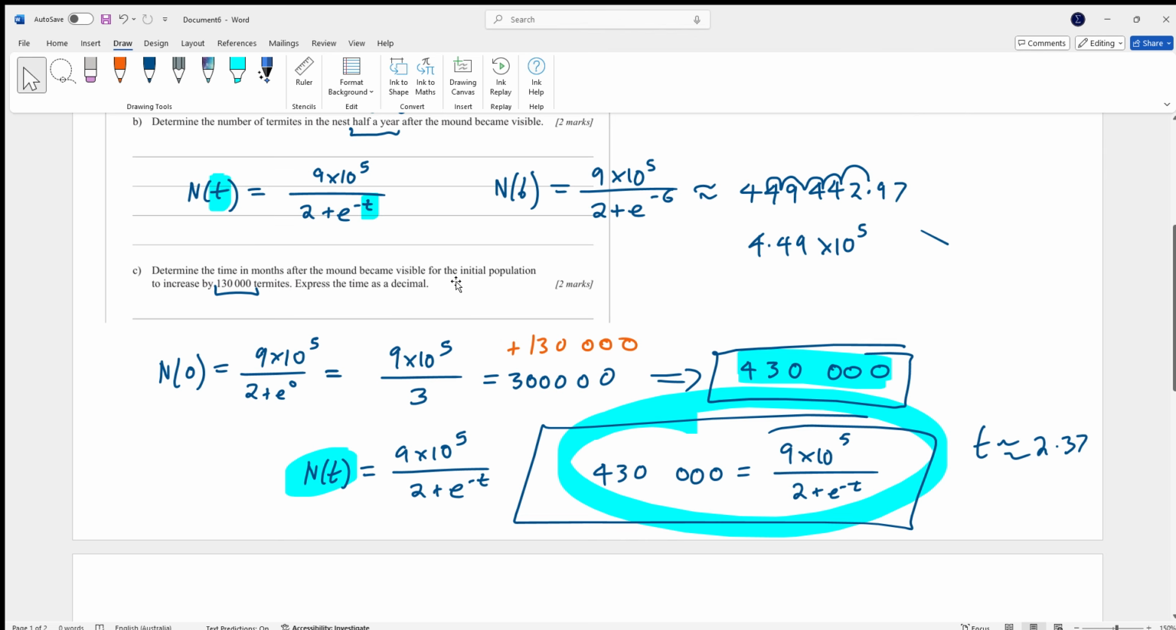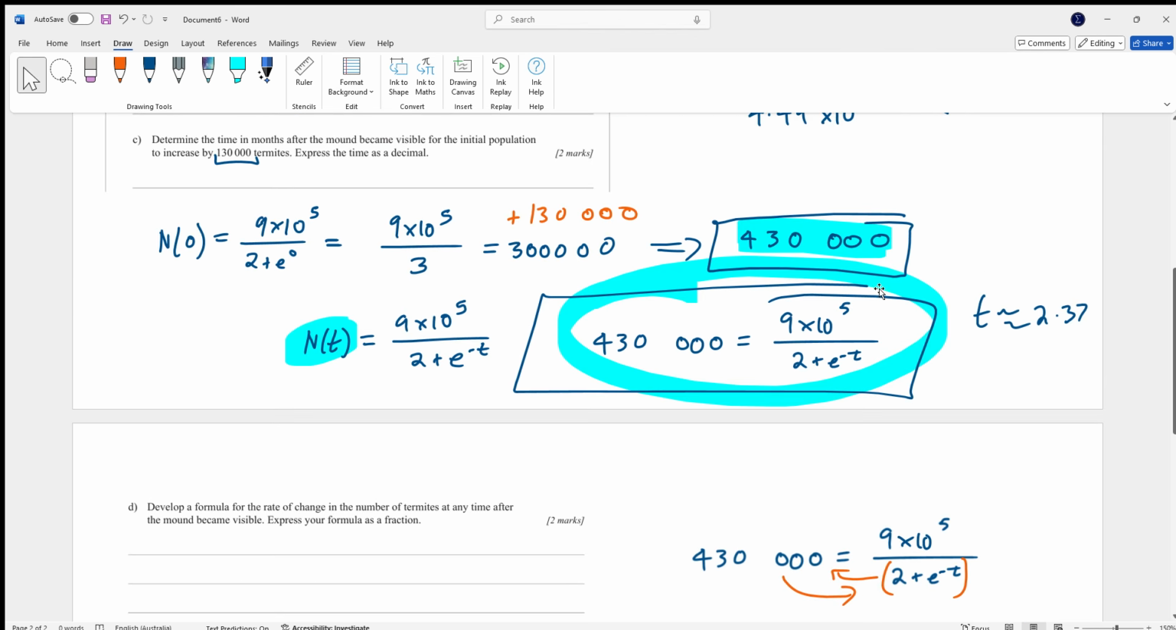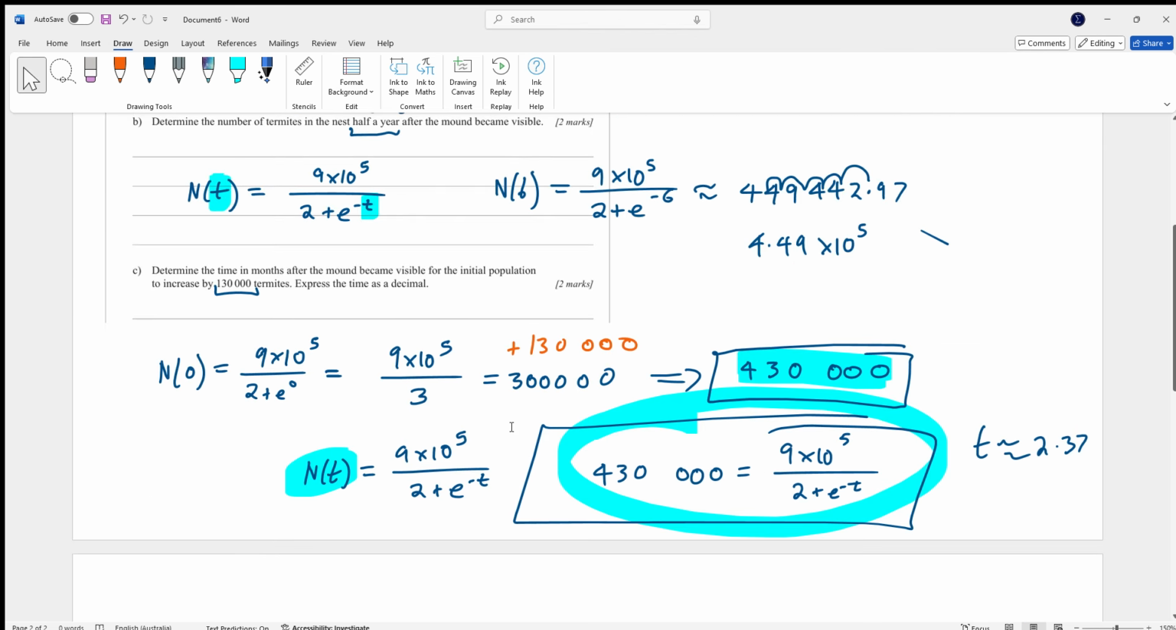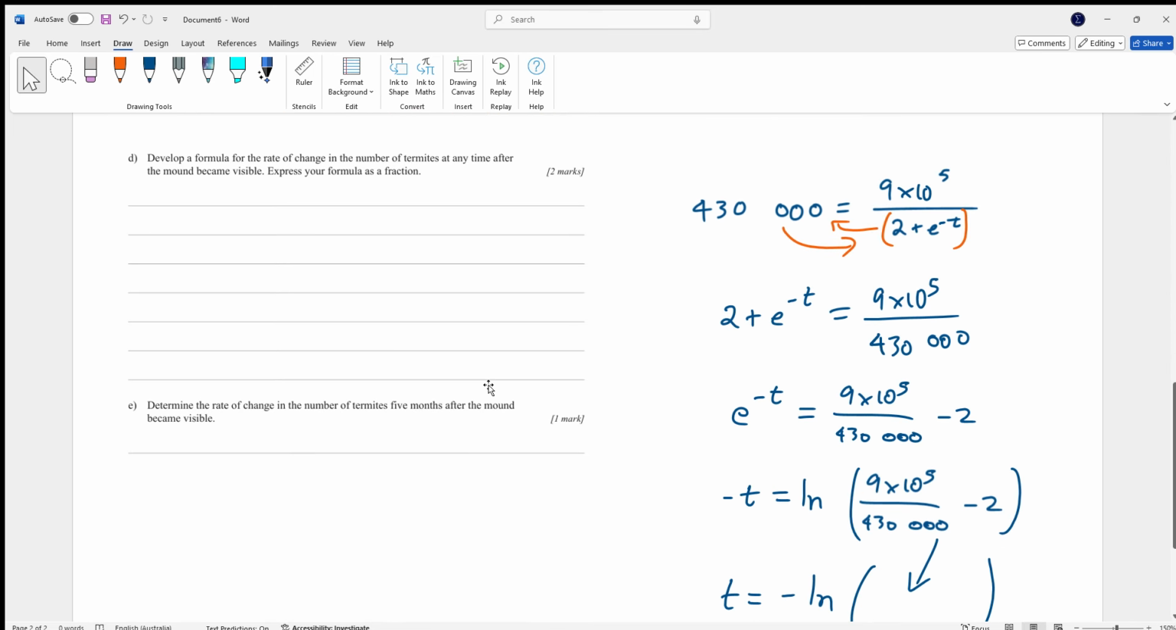Alright. So let's take a look at now D. If you had any questions about that, we may need the next answers for the other ones, but we'll see what we need here, okay? D. Develop a formula for the rate of change of the number of termites at any time after the mound became clearly visible. Express your formula as a fraction. Okay, so all they're asking for in this question is to determine the derivative.